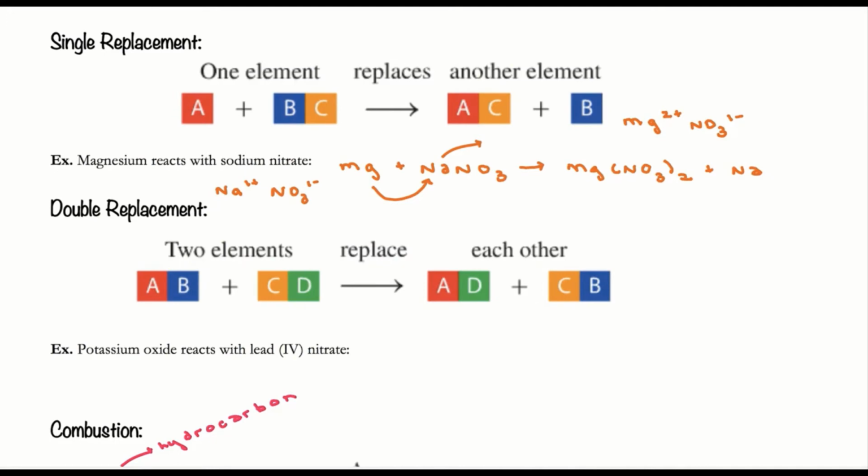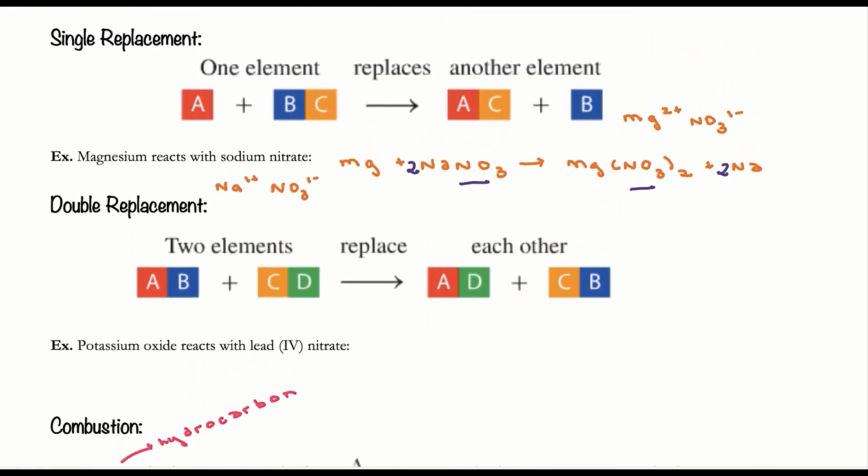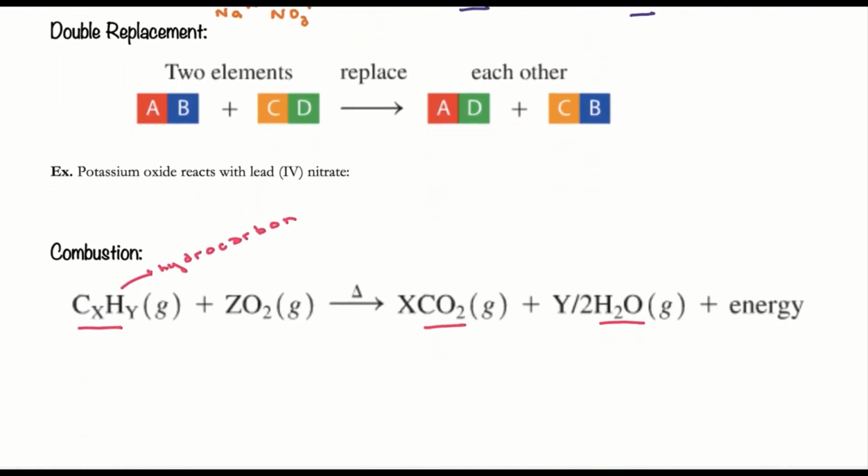Okay? Now I need to balance this reaction. So I've got one magnesium on my reactant side, one on my product side, one sodium, one sodium. I have one nitrate on my reactant side, but 2 on my product side. So I'm going to have to put a 2 in front of sodium nitrate and then a 2 in front of sodium, and I am balanced. So again, I don't expect you to be able to do that quite yet, but I do expect you to be able to recognize that magnesium, by going in and kicking sodium out, makes this a single replacement reaction.